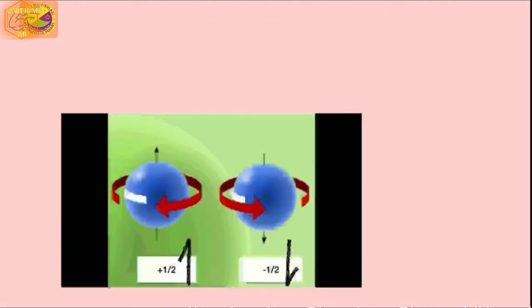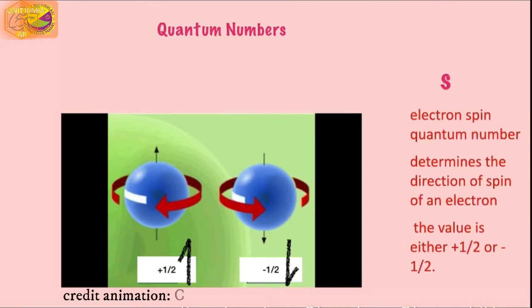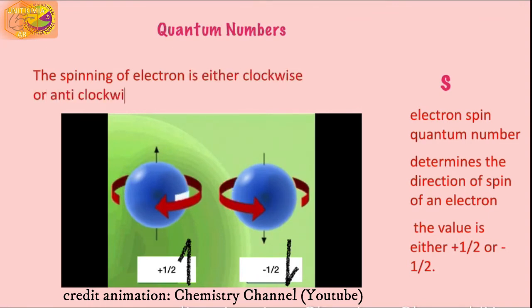Lastly, but not least, electron spin quantum number. The spinning of electron is either clockwise or anti-clockwise, with the value of plus half or negative half, as you can see in the following video.